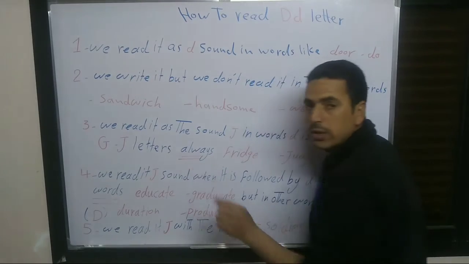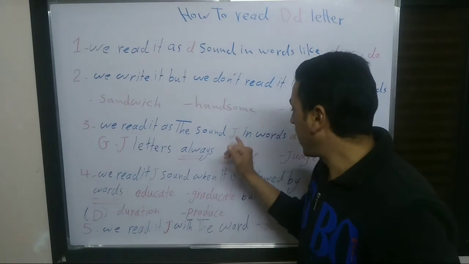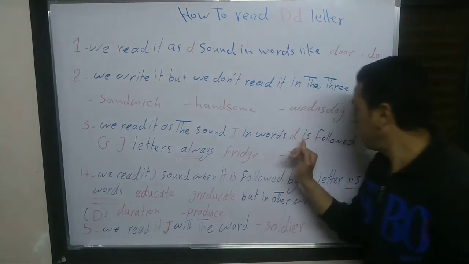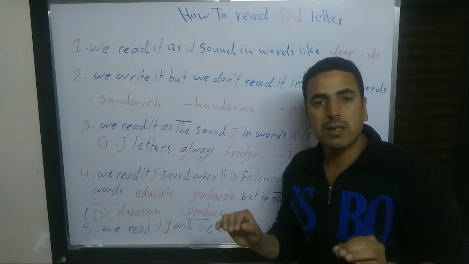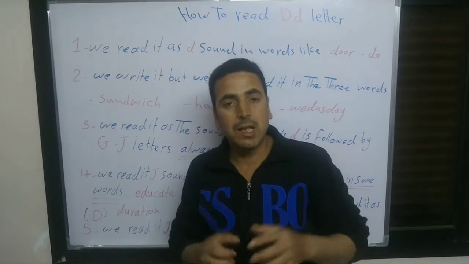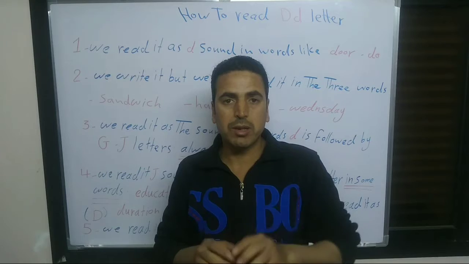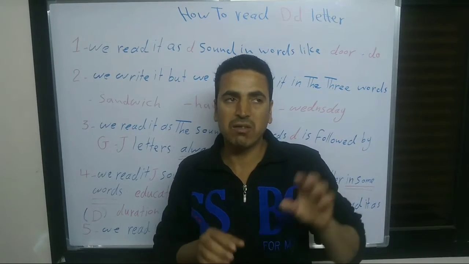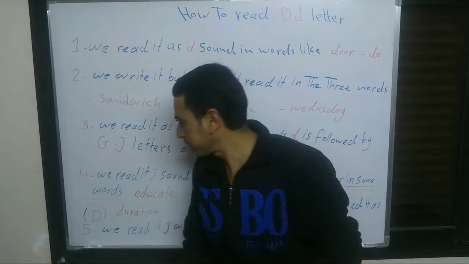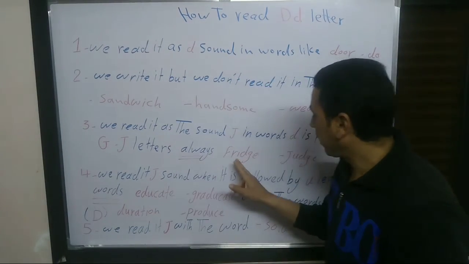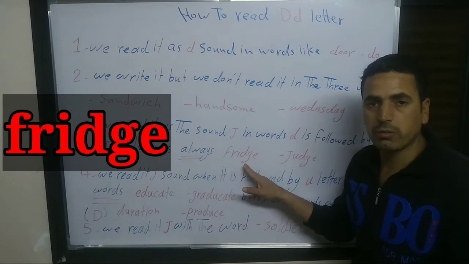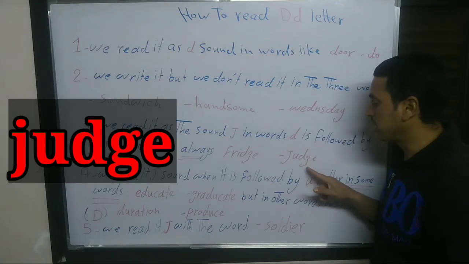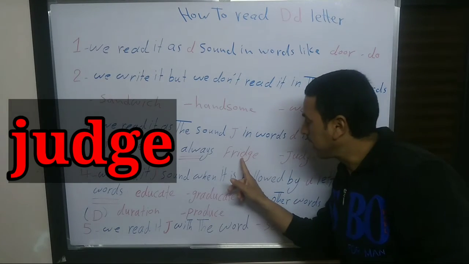Always means whenever we have the letter D followed by G or J, we pronounce it as J, because as we said earlier, the J sound is a constructed sound from D and J. So we feel that we have D and J sound together. Like fridge. Fridge, we say fridge. Judge, because the J sound here takes the sound from D.